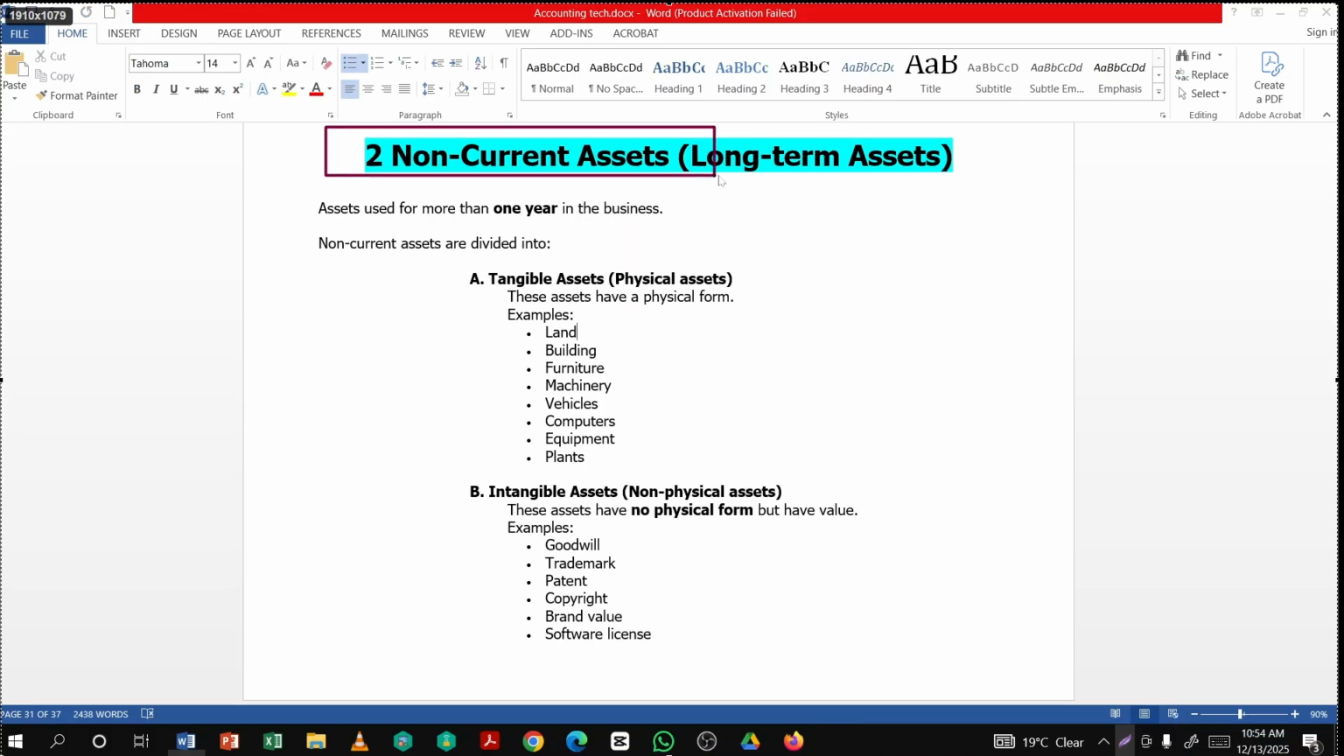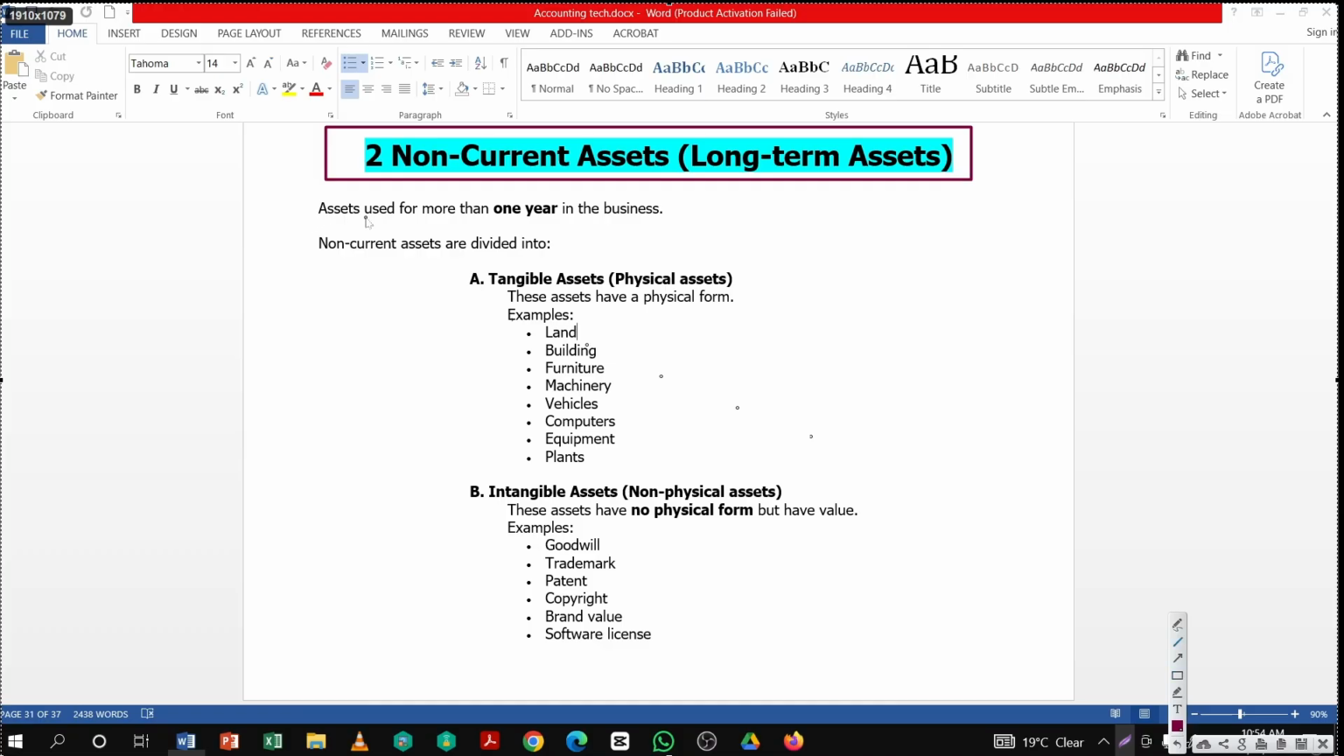Now non-current asset, that is long-term asset. These assets are used for more than 1 year in the business. Non-current assets include tangible assets, that is physical assets. These assets have a physical form. Land, building, furniture, machinery, vehicles, computers, equipment, plants are tangible assets.